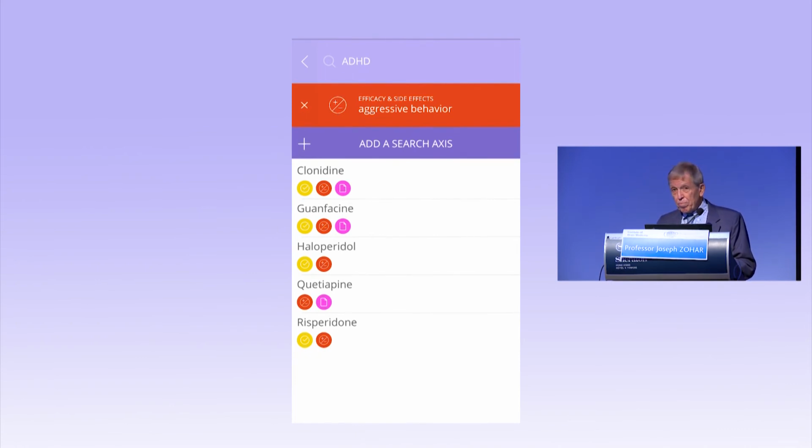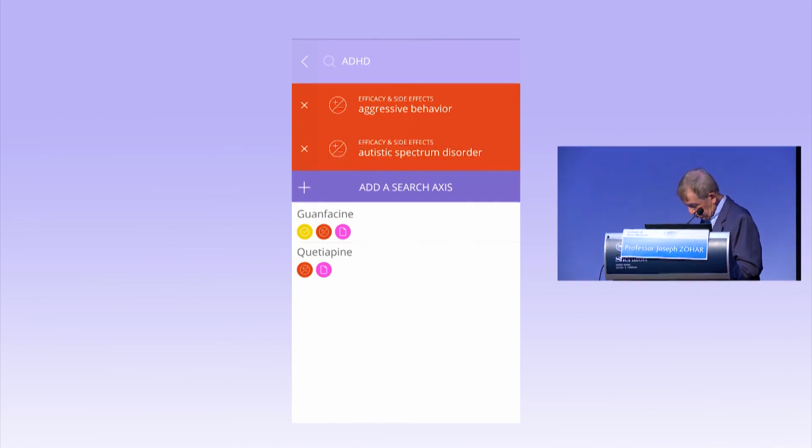This individual child also has autistic spectrum, so we'd like to get medication that works for ADHD with aggressive behavior and in the autistic spectrum, again pushing on add search axis, typing autistic spectrum, and we get these 2 medications.